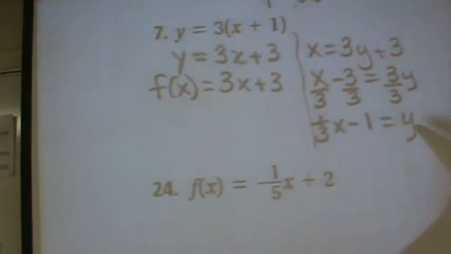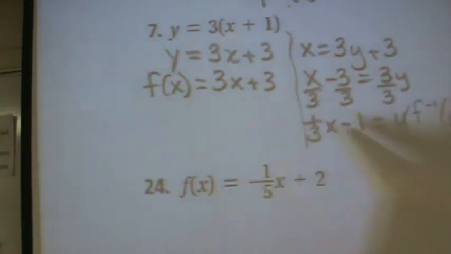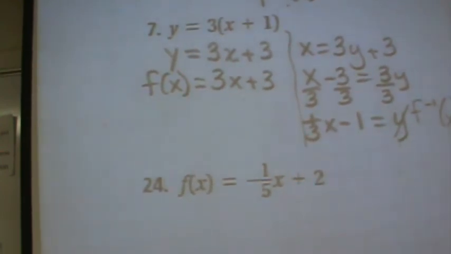And now you can rename this. Instead of writing y, you can write f negative 1 of x, because this is the inverse of that. They're both not f of x. This is the f negative 1 of x. This is the inverse. So that's what you're going to do. Are we done? Yeah. We're done.